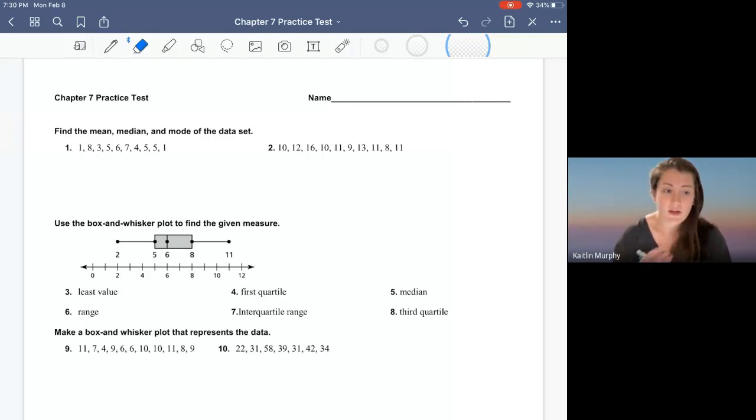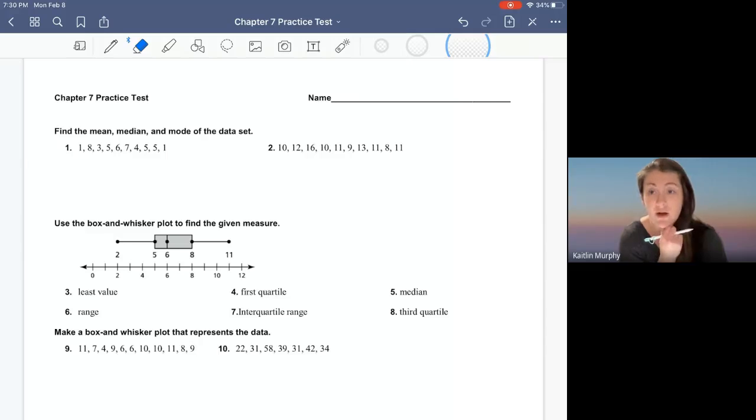Perfect. Okay. Well, we are going over a chapter 7 practice test. So hopefully you've had enough time to work through as much as you can on your own. You've been able to figure out most of the problems, but we're just going to double check our work so that we can make sure we have all the right answers for studying for our test tomorrow. So let's look at this chapter 7 practice test.